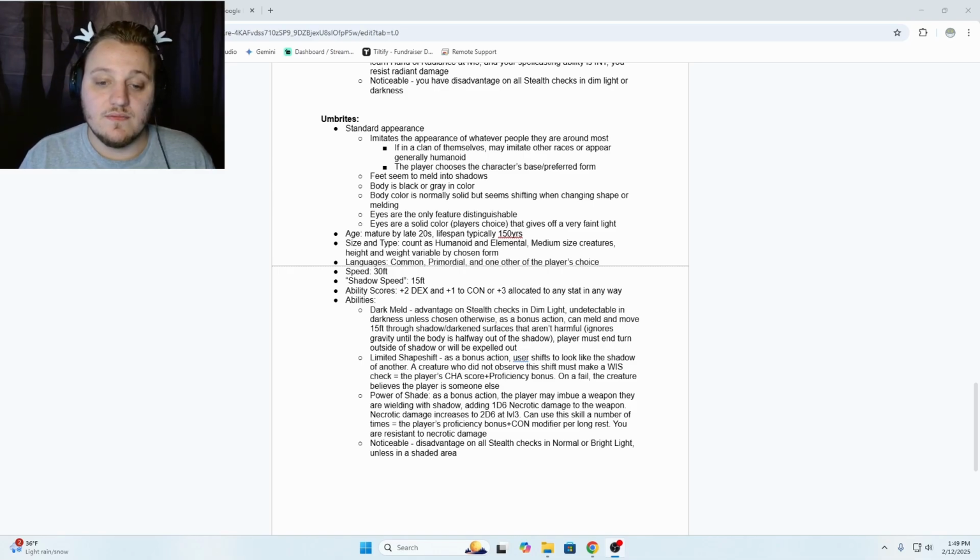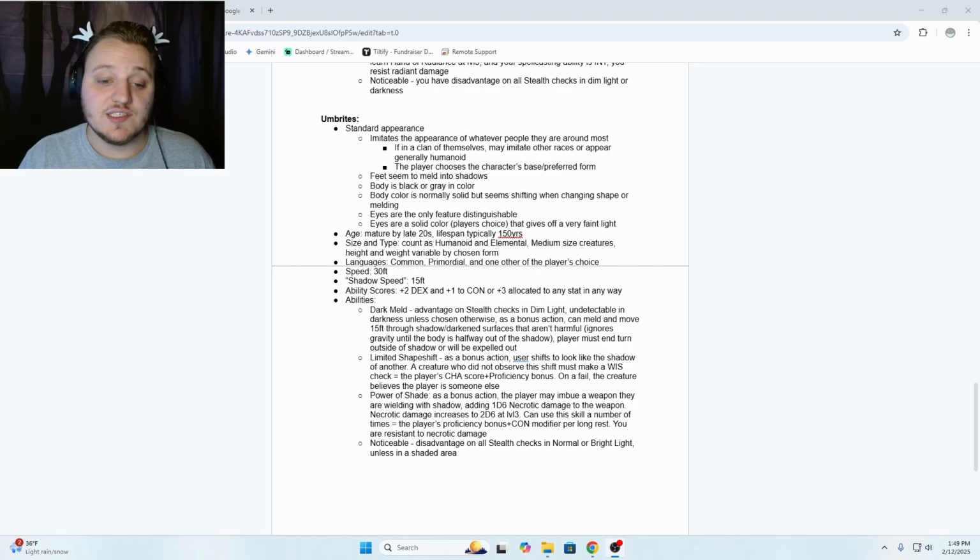While in the shadow, this ignores gravity until their body is halfway out of the shadow. Once that happens, they'll fall through. And the player must end their turn outside of a shadow or they will be expelled out of it. So once you melt into the shadow, you have to move and get out. It's essentially like an escape mechanism for them. But you can't just stay in the shadow.